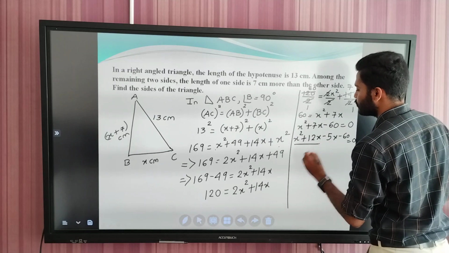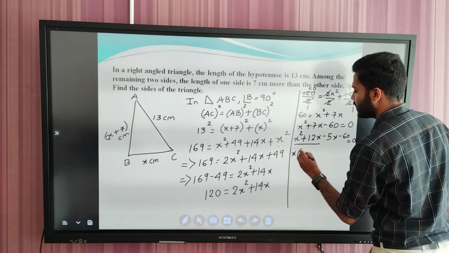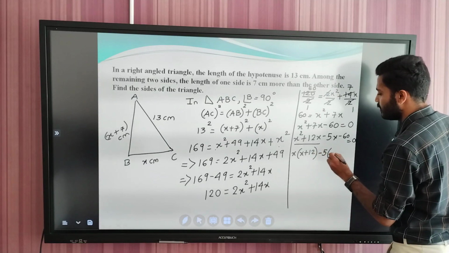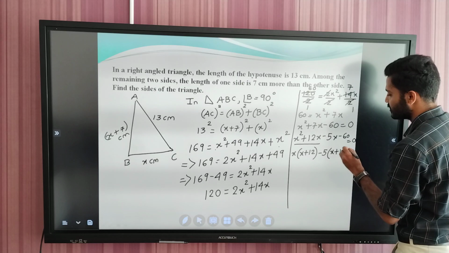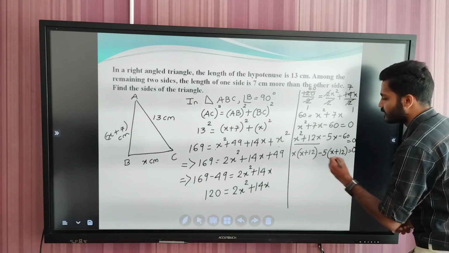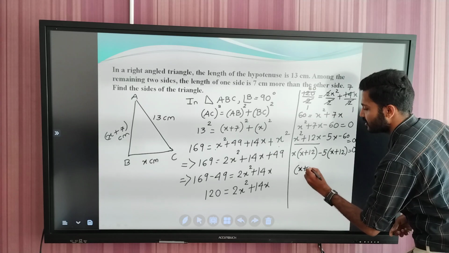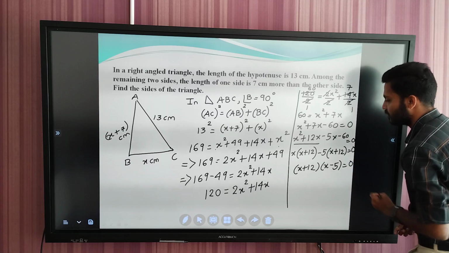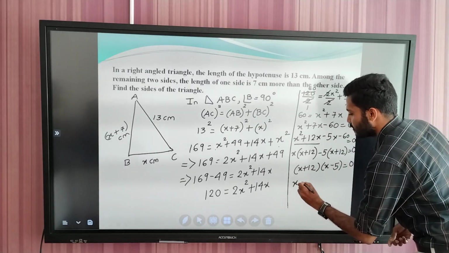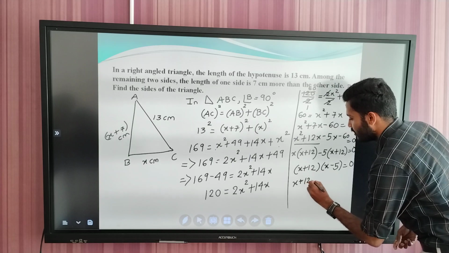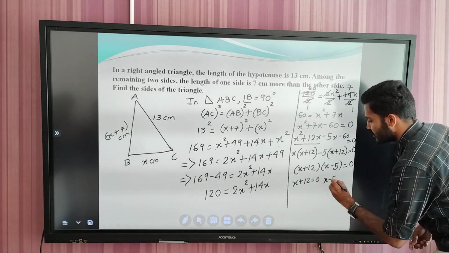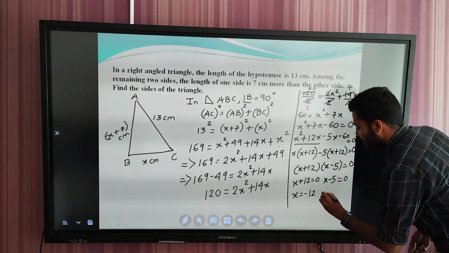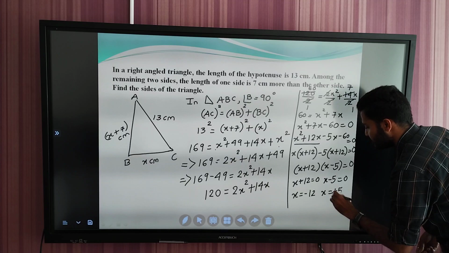Correct? So now in the first two terms I will take x as common, so I am remaining with x plus 12 here. And in the next two terms I will take minus 5 as common, so I am remaining with x plus 12 inside the bracket. Correct? Now x plus 12 is common. So this is x plus 12 into x minus 5 is equal to 0. So again x plus 12 equals 0 and x minus 5 is equal to 0. So x is equal to minus 12 and x is equal to plus 5.